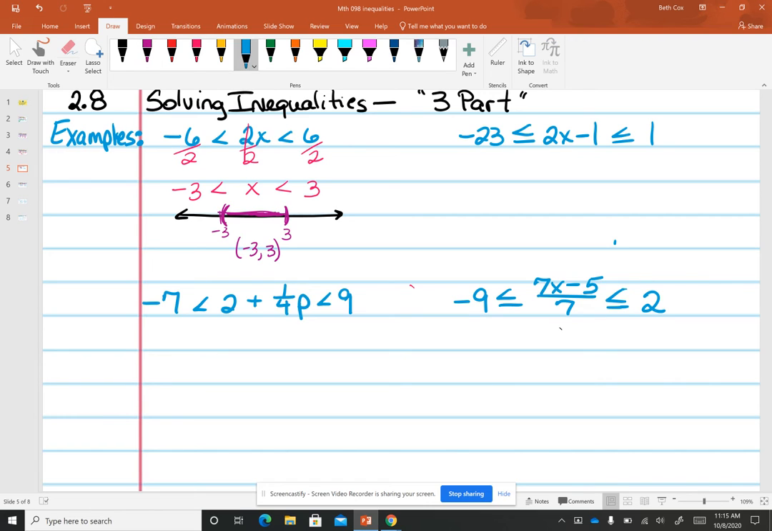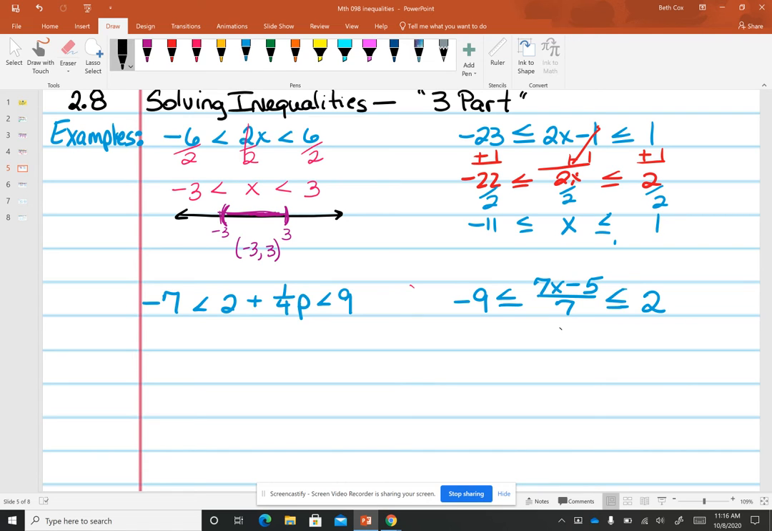All right. Next one. We're going to get X by itself in the middle. So this is the middle. We got to get X by itself. So I'm going to add 1 first. And what I do in the middle, I do on the right and the left. And then I'm going to divide by 2. It's X in the middle. And what I do in the middle, I'm going to do on the right and on the left.